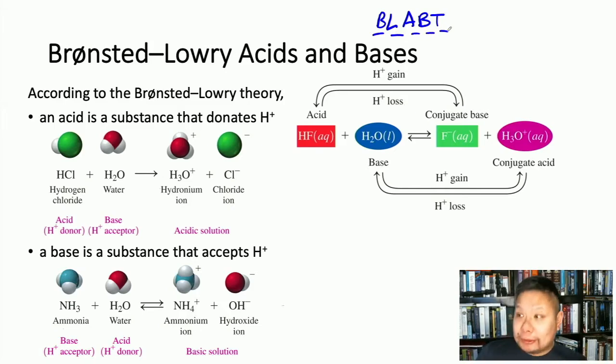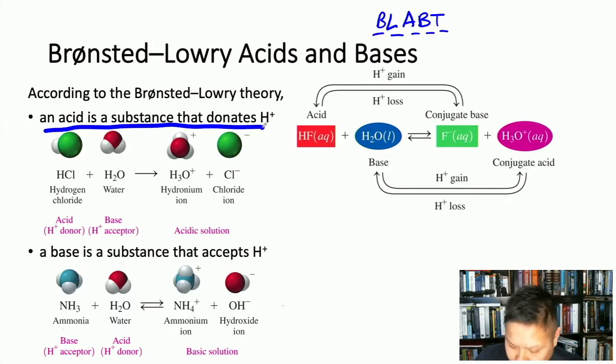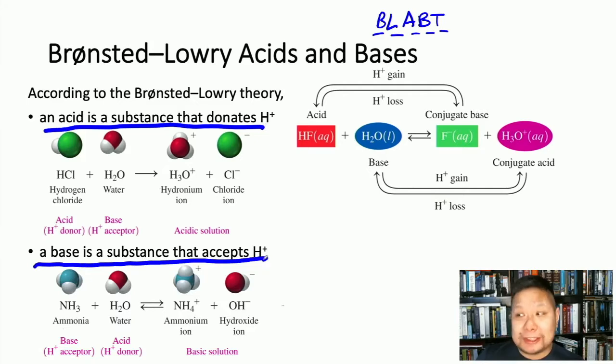Anyway, according to Bronsted-Lowry acid-base theory, an acid is a substance that donates hydrogen ions or protons in solution, which is the same as Arrhenius acid-base theory, but the distinction comes in that a base is a substance that accepts protons. So it doesn't have to be a hydroxide ion. Commonly it is a hydroxide ion, but it doesn't have to be.